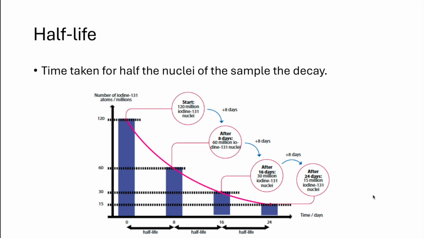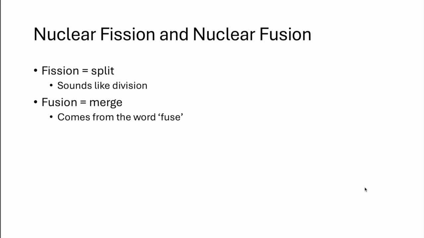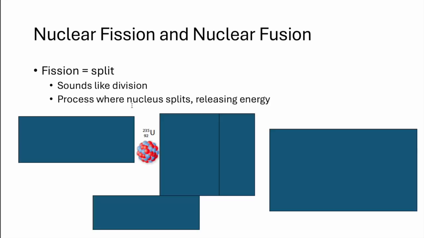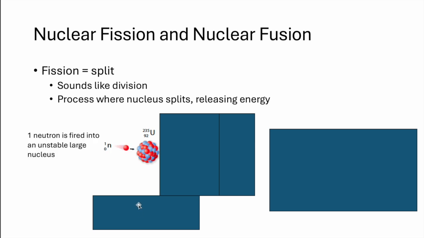So we've been talking so far about nucleus decaying. What about merging and splitting? In this case, nuclear fission and nuclear fusion. Fission sounds like fission and fusion sounds like a fuse. So fission is to split something into more pieces, and fusion is to take several pieces and put them into one. So firstly, we talk about the nuclear fission process, whereby a nucleus splits, releasing a huge amount of energy.